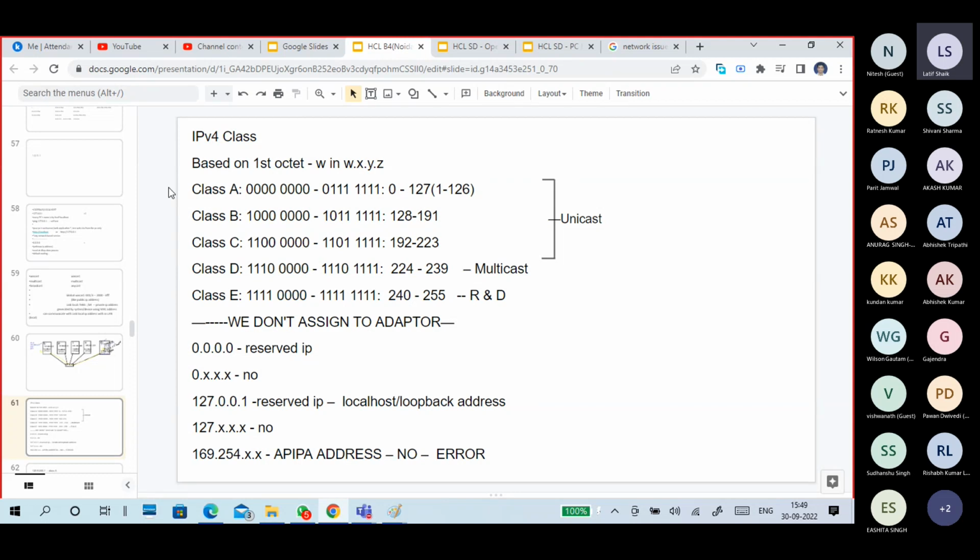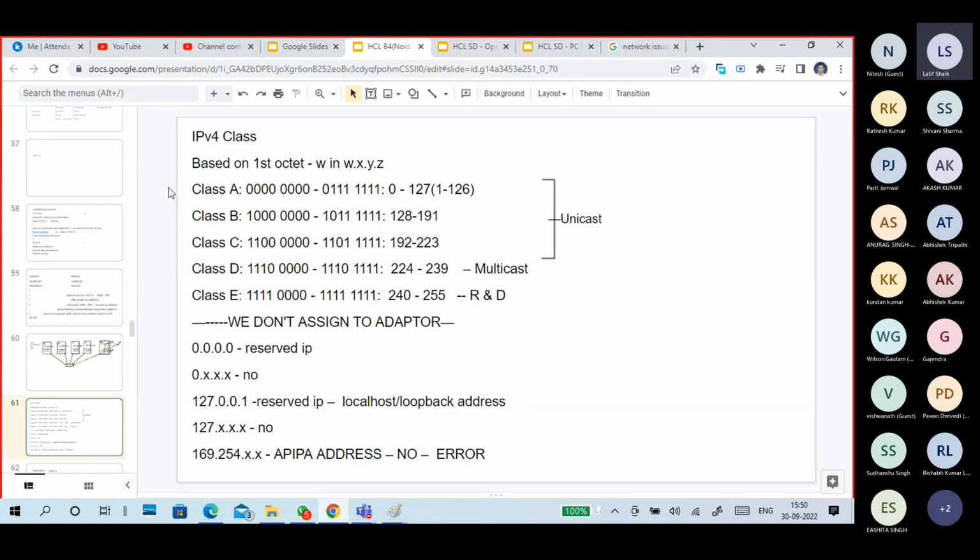Class D is multicast addressing, which of course we don't require. What is this multicast addressing? It is also an IP address, but we cannot assign it to adapters. Class D is a multicast address.